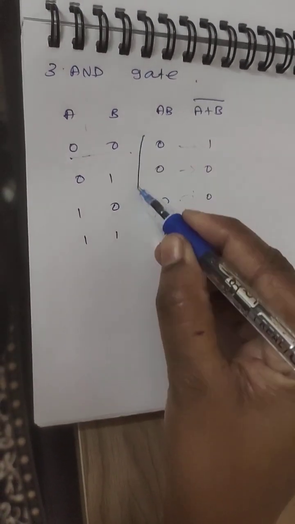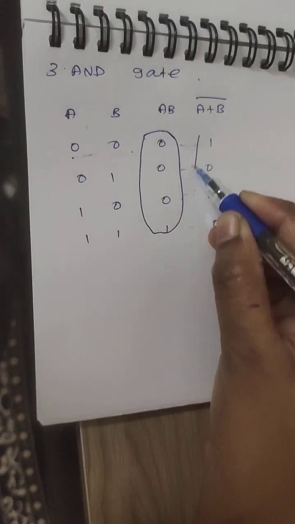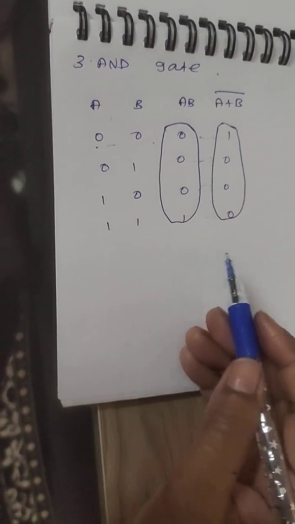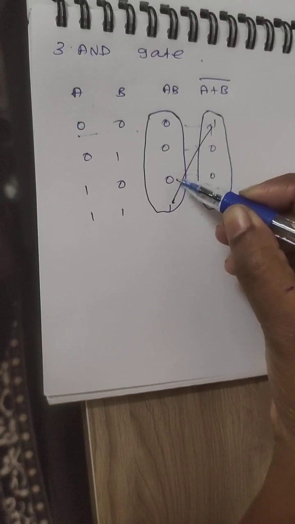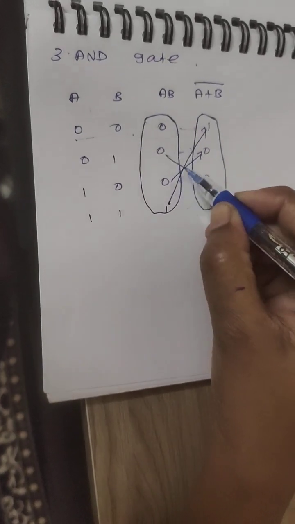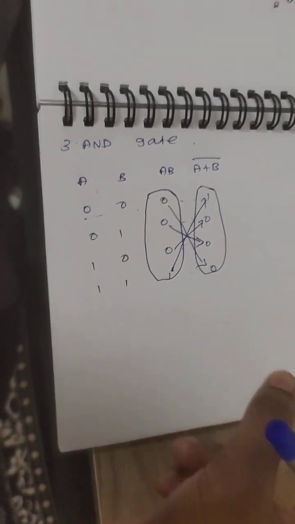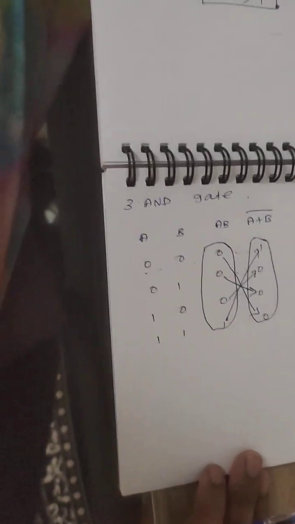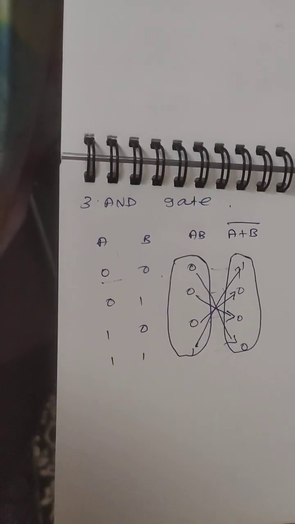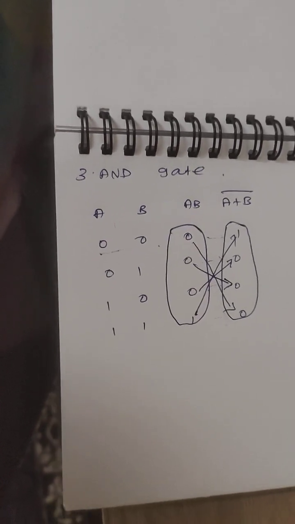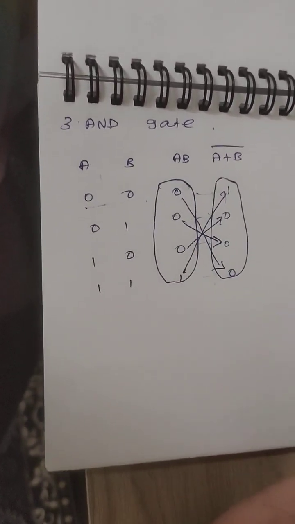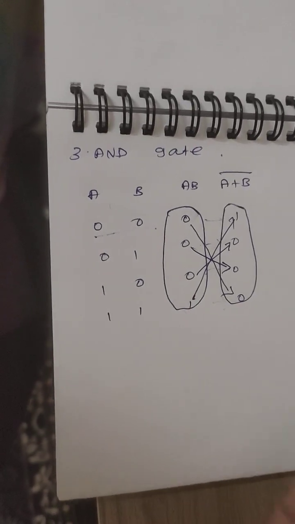If you clearly see your input, this one is coming here, this 0 is coming here, and this 0 is coming here. The truth table is getting inverted. Yeah, it's getting reversed on the output side, but it's not a direct inversion at the output.